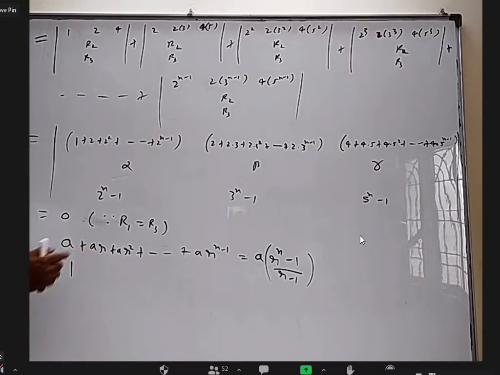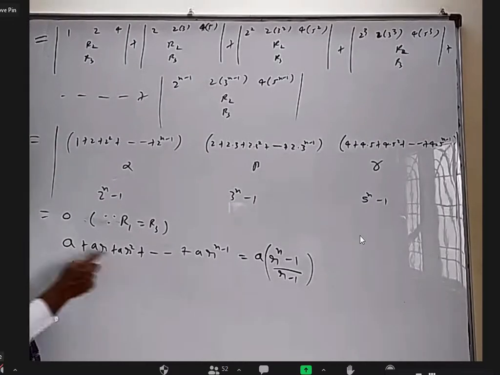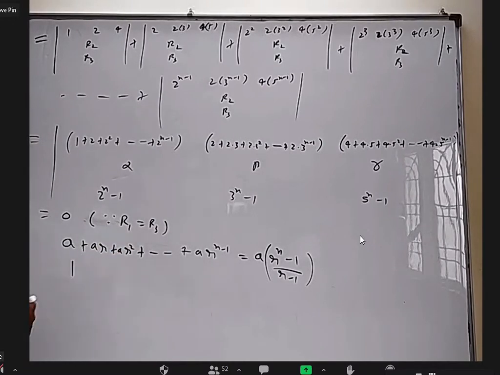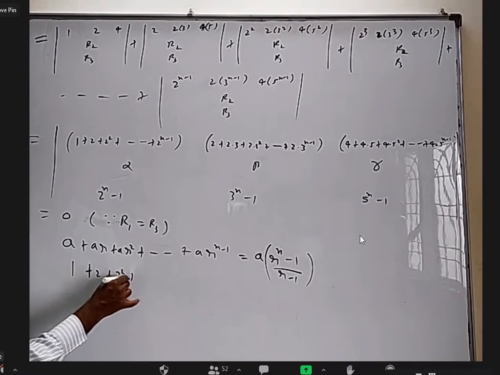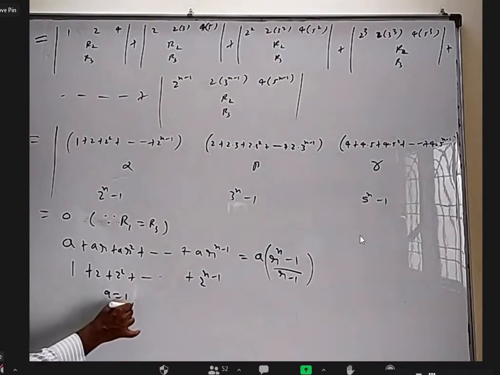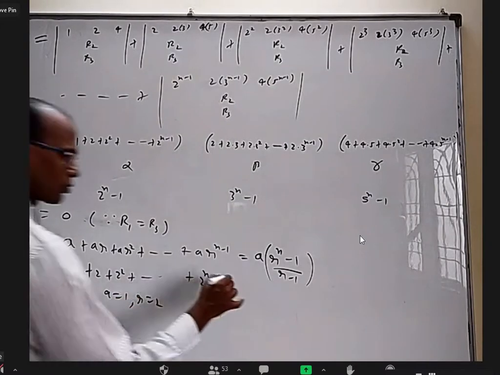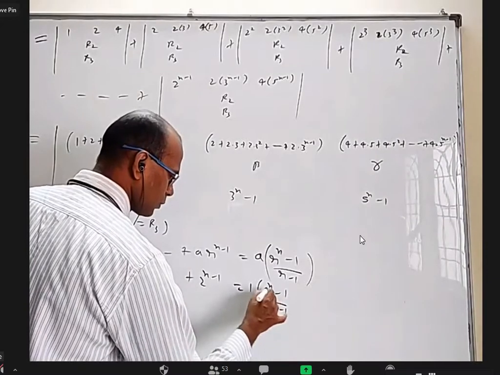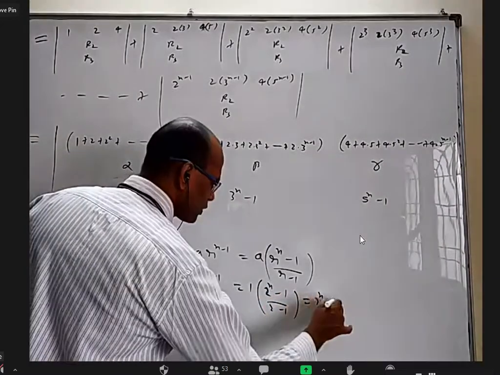Now, like in arithmetic progression, this minus this, this minus this are equal. Here, this by this is r, this by this is r. That's called the common ratio. So if you look at the first GP here, 1 plus 2 plus 2 square, and so on up to 2 power n minus 1, here a is equal to 1 and r equal to 2. If I use this formula, 1 into 2 power n minus 1 by 2 minus 1, which is actually 2 power n minus 1.